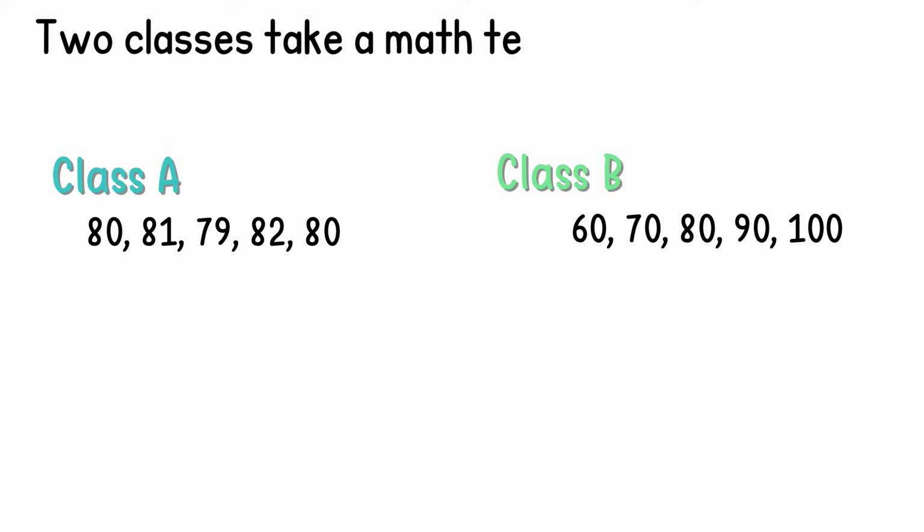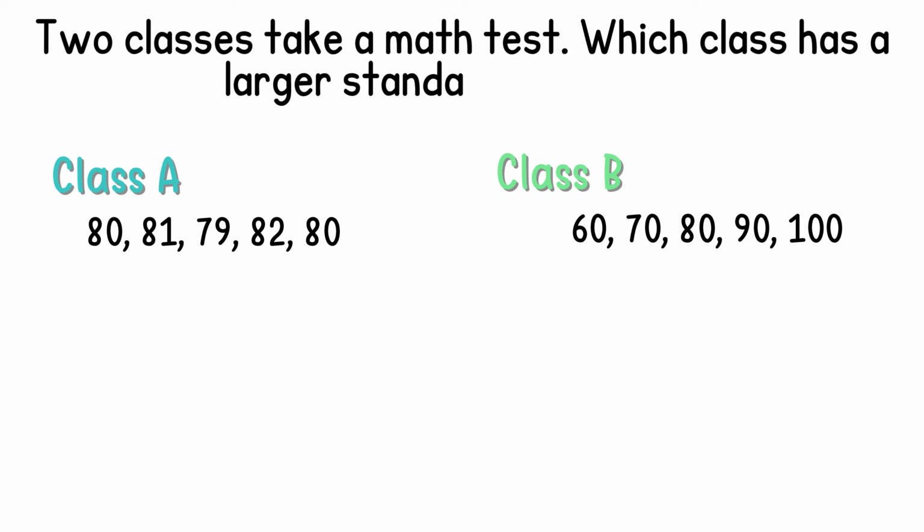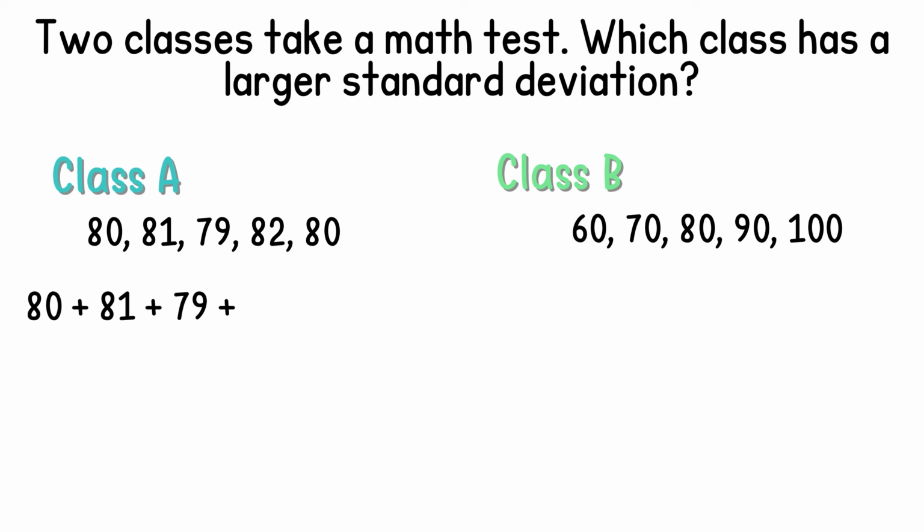Here's one more example. 2 classes take a math test. Which class has a larger standard deviation? We'll start with class A, so we'll begin by finding the mean. Adding all the values up gives us a total of 402. Dividing this by the 5 scores gives us a mean of 80.4.